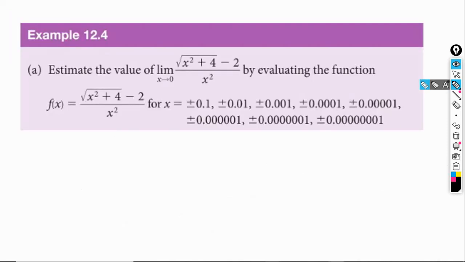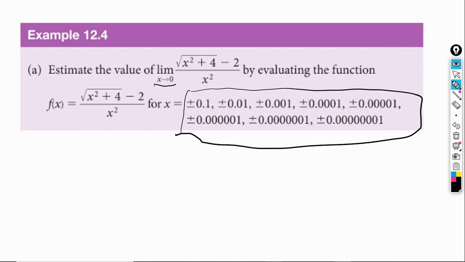Very well, so here we are now on example 12.4. And in part A, they ask us to estimate the value of the limit as x approaches 0 of square root of x squared plus 4 minus 2 over x squared by evaluating the function for these values here. Now notice that all of these are different approximations to 0 and increasingly close to 0, as you can see, 0.1, 0.01, 0.001, etc. And they do a plus minus, meaning do it from the left and do it from the right.